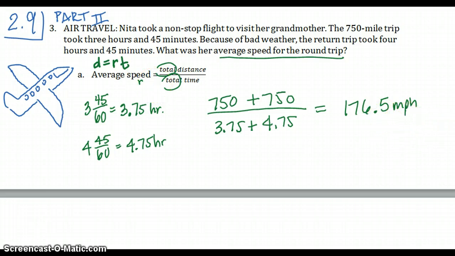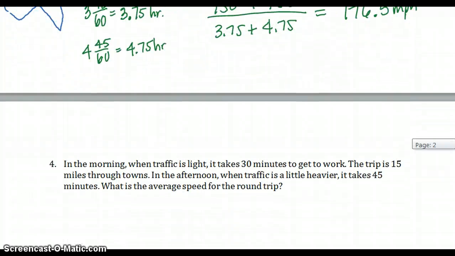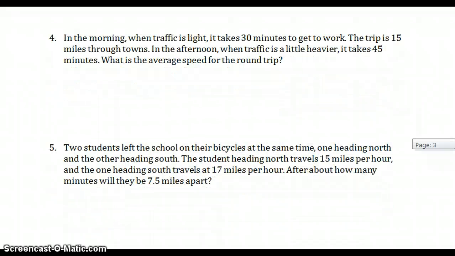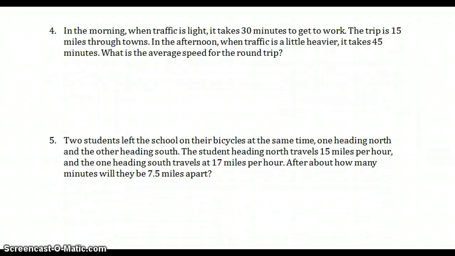Okay, let's look at the next one. In the morning, when the traffic is light, it takes 30 minutes to get to work. The trip is 15 miles through town. In the afternoon, when traffic is a little heavier, it takes 45 minutes to go through town. What is the average speed for the round trip?